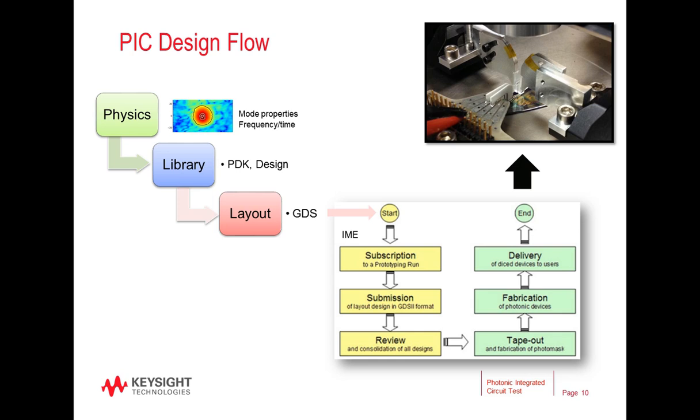With the physics and library components understood in detail, design goes to layout. Then a file called a graphical database system information exchange file, GDSII, is sent to the foundry. In this case, IME as an example. The file contains the geometric information and other information that the foundry needs to fabricate a photonic integrated circuit. After review by the foundry, it will be processed and wafers are then delivered.